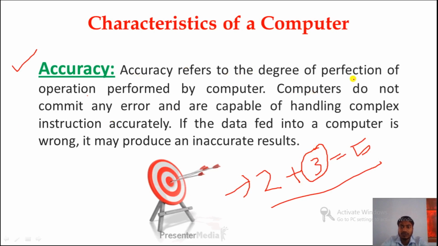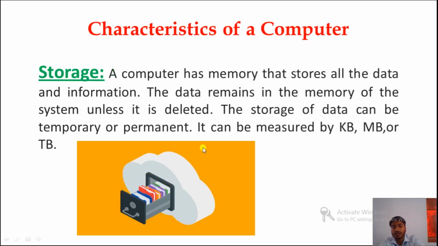Accuracy refers to the degree of perfection of operations performed by a computer. Computers do not commit any error and are capable of handling complex instructions accurately. If the data fed into a computer is wrong, it may produce inaccurate results. Clear?